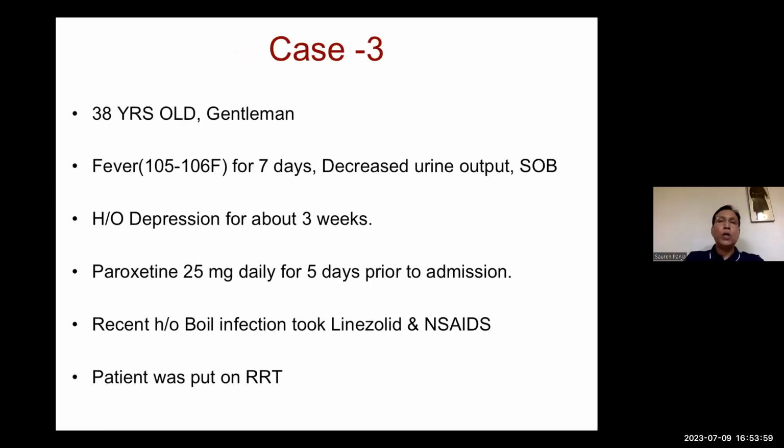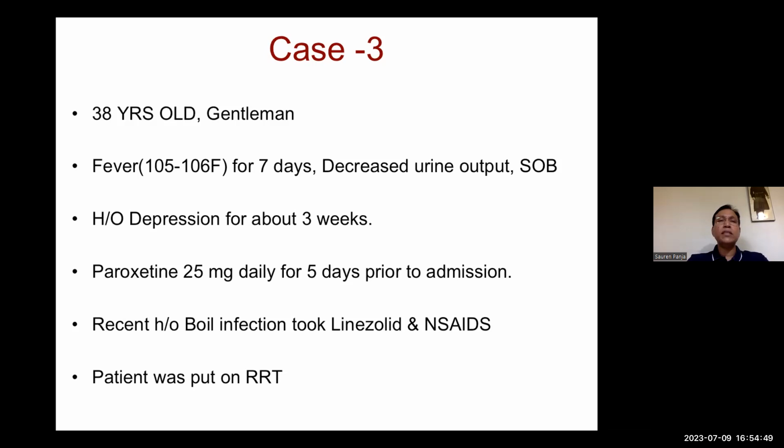Okay. So now the next two cases, I will give an idea so that in future you never forget the approaches. This is another gentleman, 38 years old, with fever of 105, 106 degrees temperature for 7 days, decreased urine output, and shortness of breath. Just 1 month before, he had a history of depression for about 3 weeks after some family events. He was put on paroxetine 25 milligrams daily for 5 days prior to admission at the outside hospital. He also had a recent boil infection, and was prescribed linezolid. About 2 to 3 weeks before, he had a boil infection and took linezolid and NSAIDs.